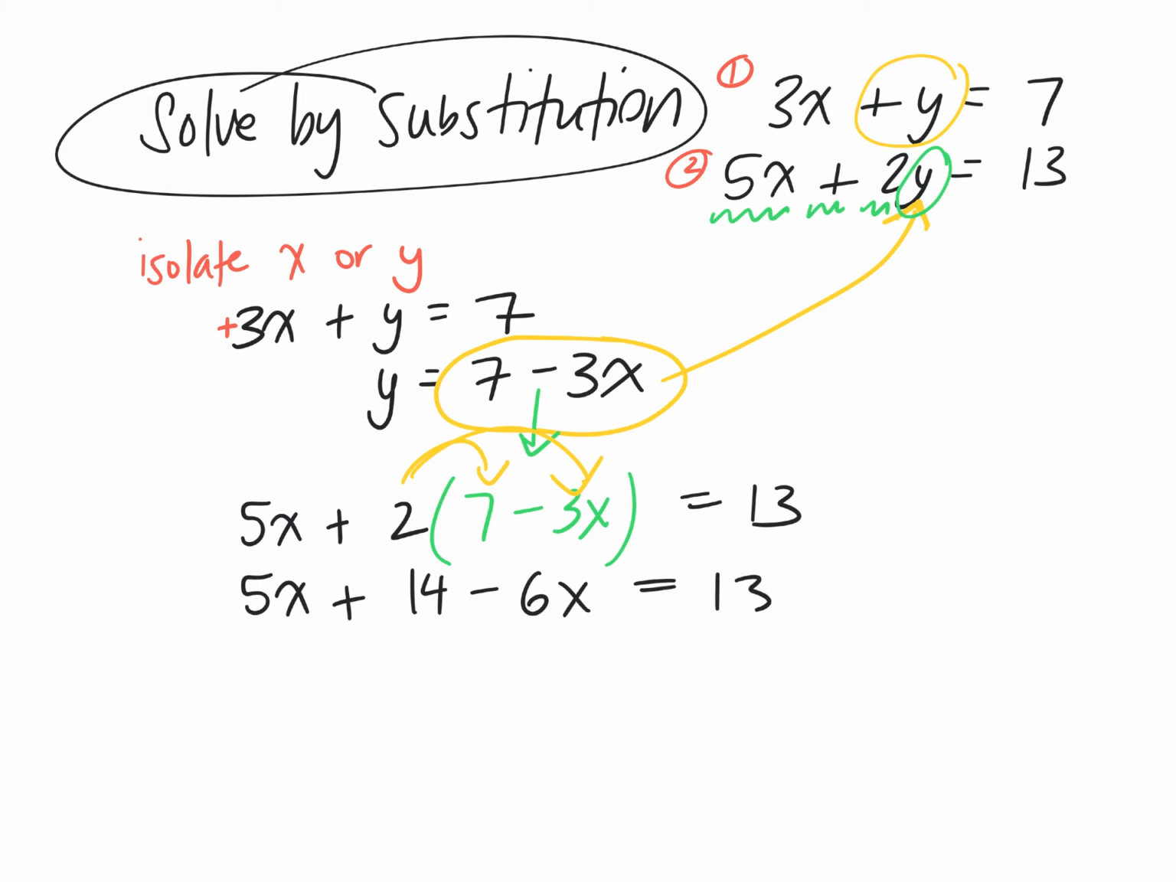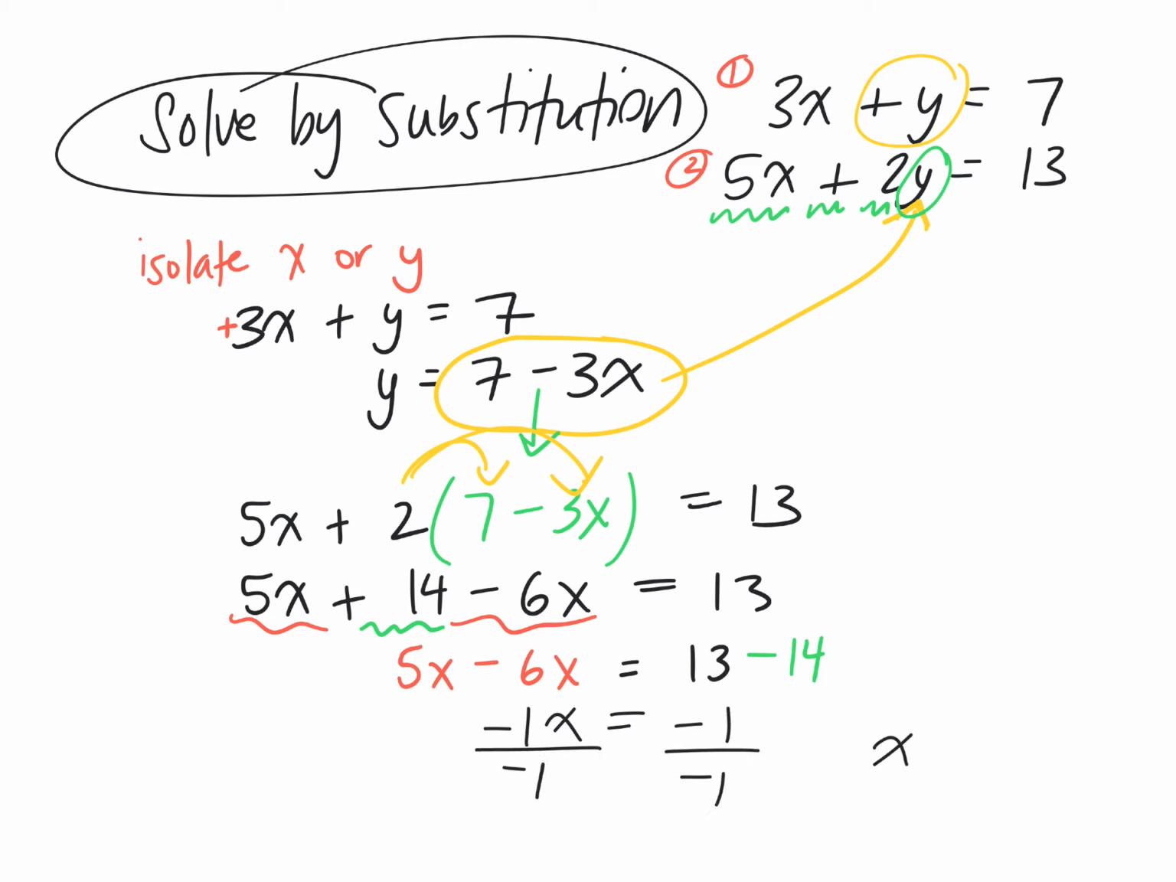Combine your like terms. 5x and negative 6x. What's 5 take away 6? That would be equal to 13 minus 14. What's 5 take away 6? Negative 1x. 13 take away 14, negative 1. Divide both sides by negative 1, x equals 1.